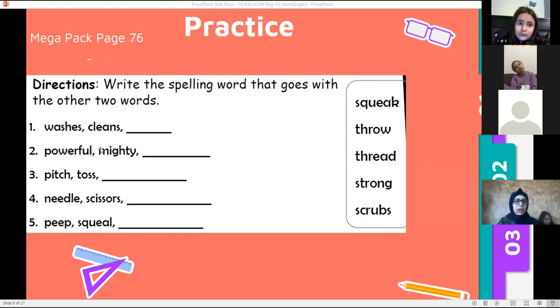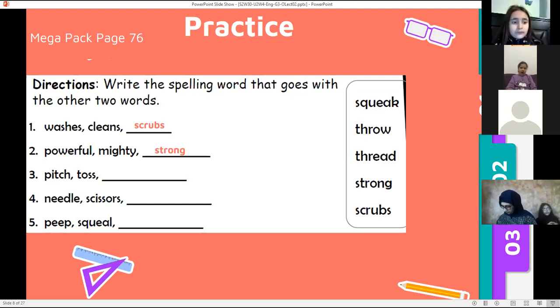Yes, miss? Here, number one, clubs. Number two, strong. What about number three? Pitch, toss, kind of like the same as throw. Exactly. They have the same meaning. Thank you, miss. After Kristen, we have Layla Farhat. Yalla, Layla. Needle, scissors, and thread. Bravo, miss. Excellent. Yalla, Malak.